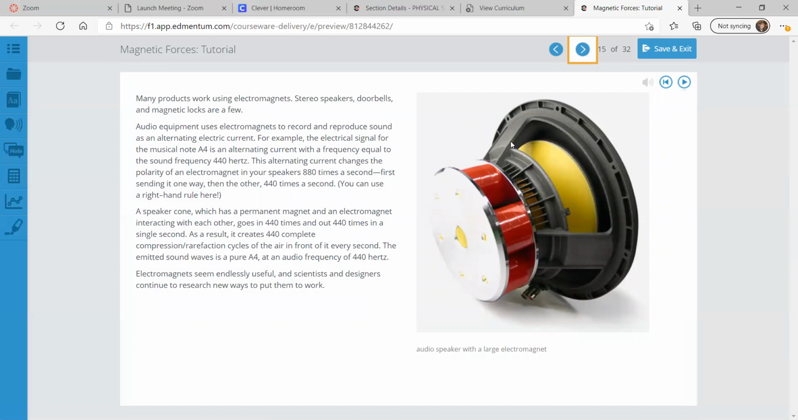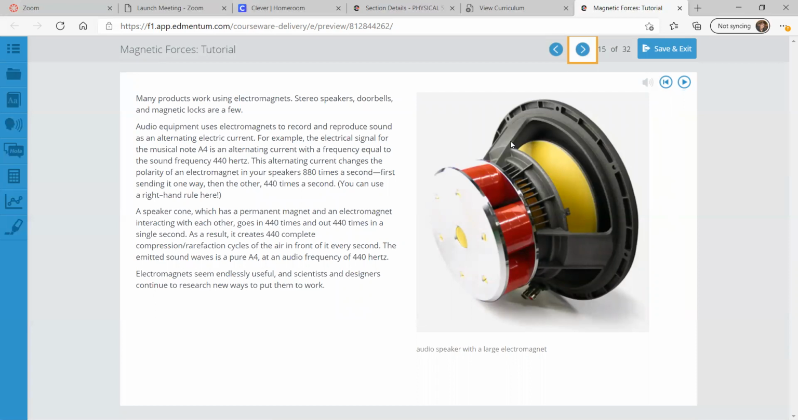Many products work using electromagnets: stereo speakers, doorbells, magnetic locks. Audio equipment uses electromagnets to both record and reproduce sound as an alternating electric current. Here's an example.